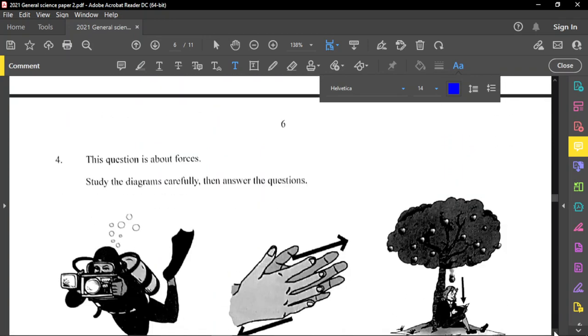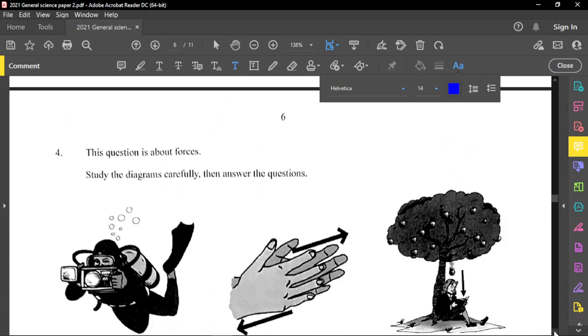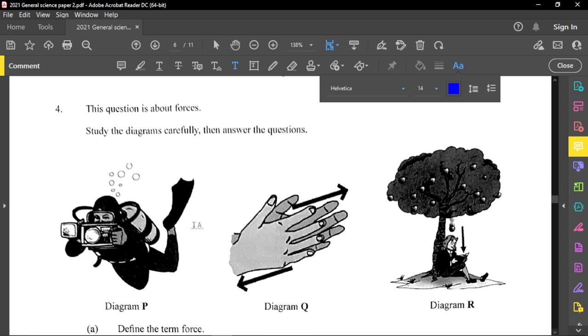All right, question number 4. This question is about forces. Study the diagrams carefully, then answer the questions. Here we have a person diving, and somebody rubbing their hands together, which is in diagram Q. And then we have a tree and an apple. Let's call it an apple tree. And the apple falls onto the person's head.